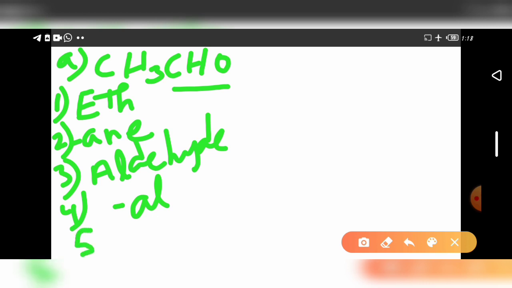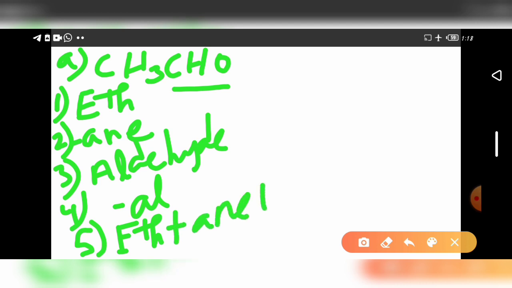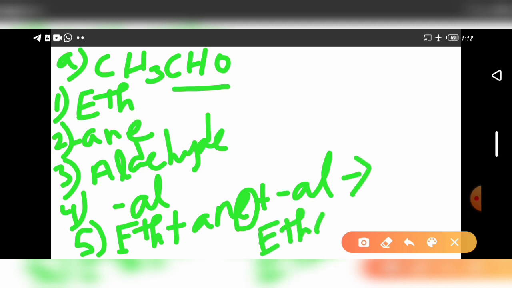Fifth step, how can you write the name? Eth plus ane plus al. Instead of e, the secondary suffix al will be added. So the name of the compound is ethanal. That's all. The same way you have to predict for B and C. I explain B and C also here. You write it in your note itself. Okay, see here, question B.